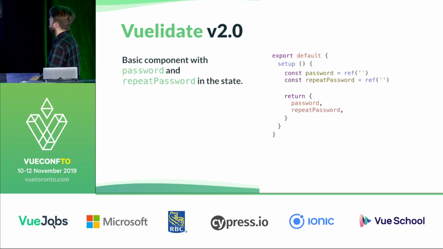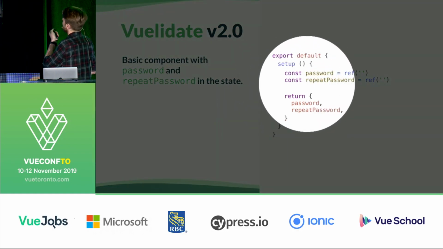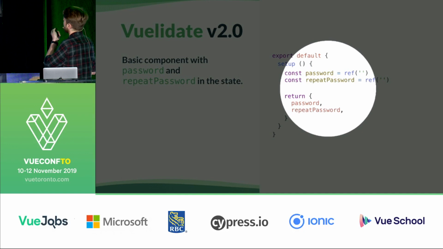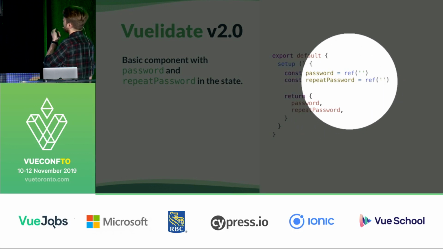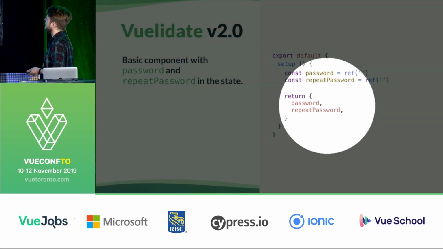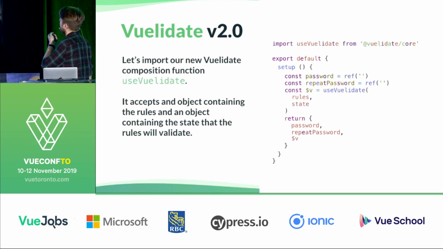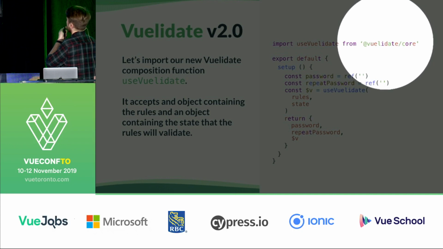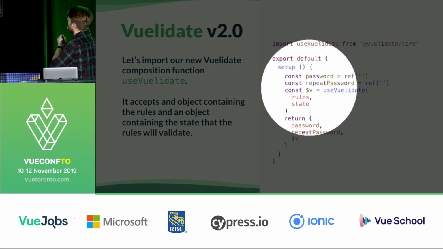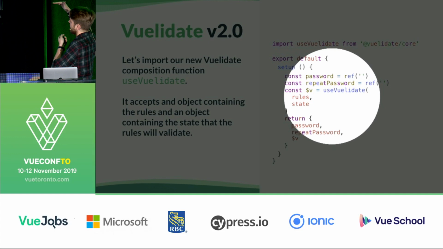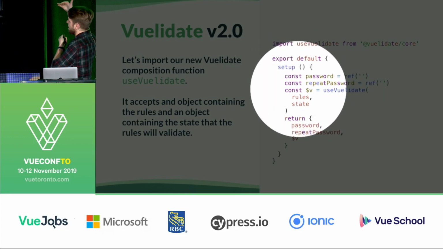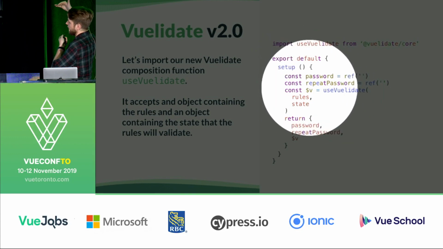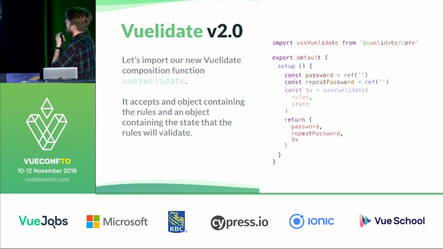So we have the setup method, and I guess you should already be familiar with how it works. We create two variables, password and repeatPassword, which start as empty strings, and we just return those. And then we import useVuelidate from this fancy colored library. That's Keynote, I don't know why that happens. And then we need to pass first the rules, which is the same object that you would pass inside the validations property in Vuelidate, and then the state. So in this case, it will look like this.